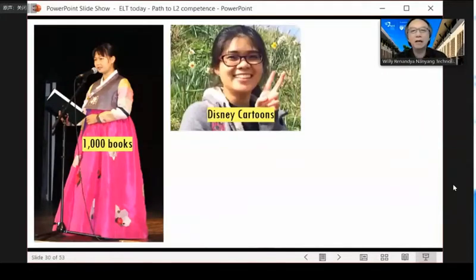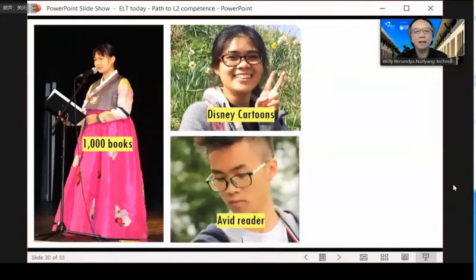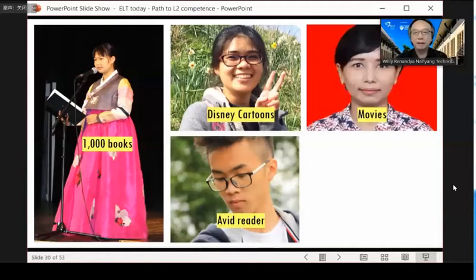Here is another example: a girl from Thailand. She shared with me that she watched a lot of cartoon movies, and because of that, she was able to develop a very high proficiency in the language. Another example from Vietnam, this young man is an avid reader. He enjoyed reading all types of books, and his English was, again, excellent. He took the IELTS test, and his speaking score was 7.5.